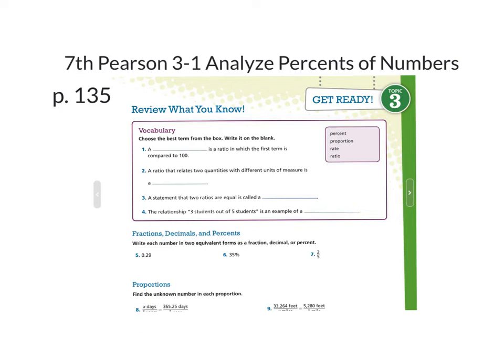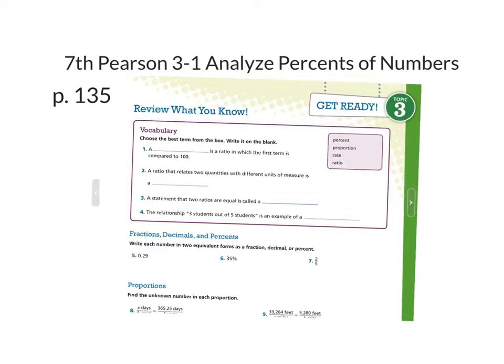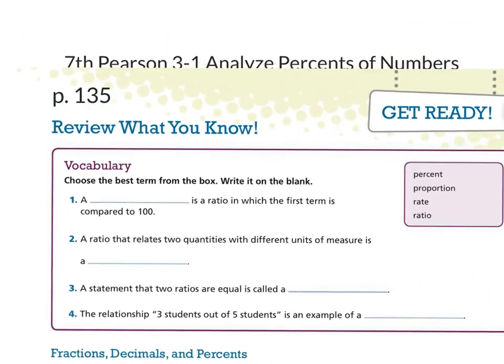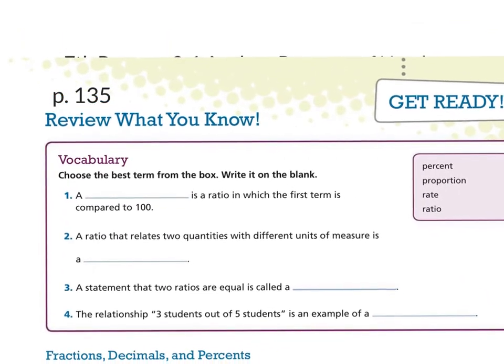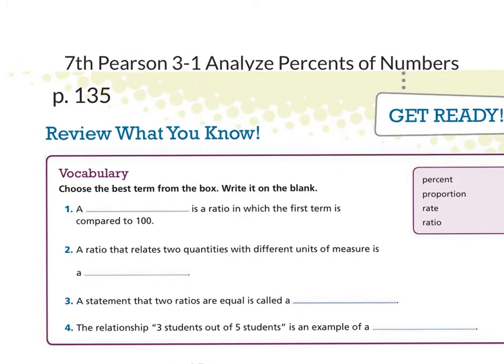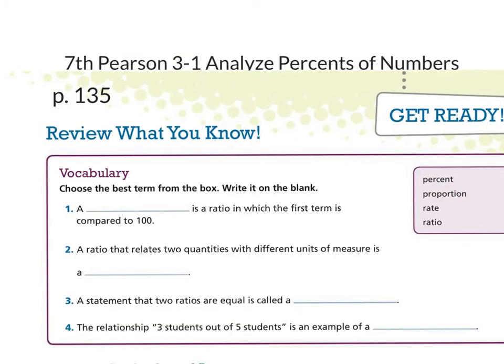Lesson 3.1 is analyzing percents of numbers. So on page 135, looking at a little bit of vocabulary here, things we've already talked about. Number 1, a blank is a ratio in which the first term is compared to 100. So that would be a percent.